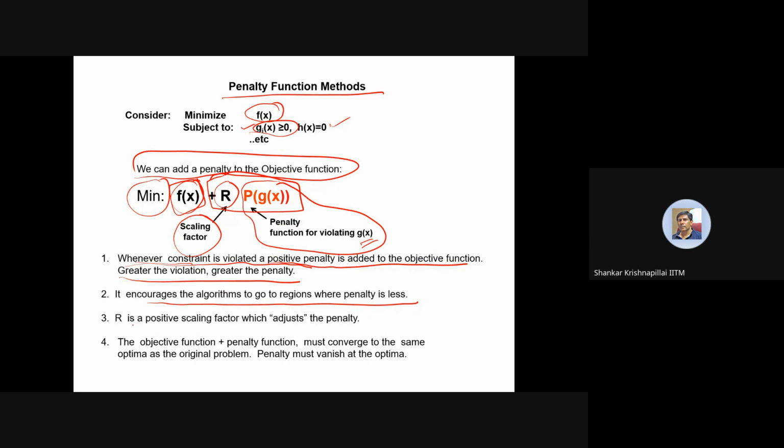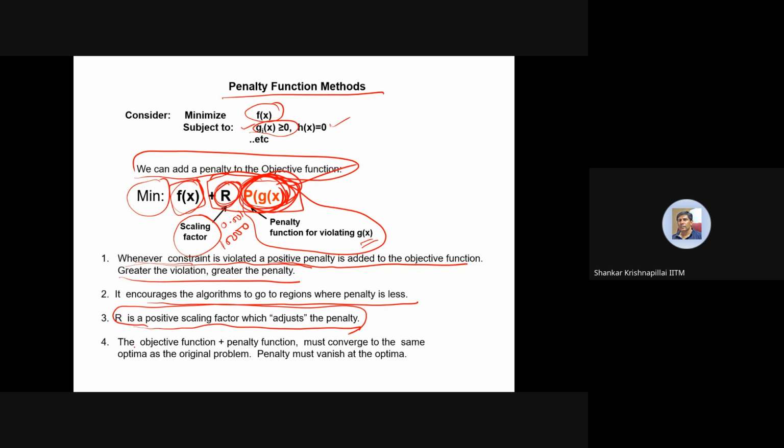Then R is a positive scaling factor which adjusts the penalty. So you can give R equal to 0.001, then it will reduce the value of this penalty. Or you can give R equal to 10,000, then it will magnify the value of this penalty. The value of R is given by the user. So the value of R is also important. How to give the value of R we'll study later. So first we'll study this penalty function, that is P of g of x.